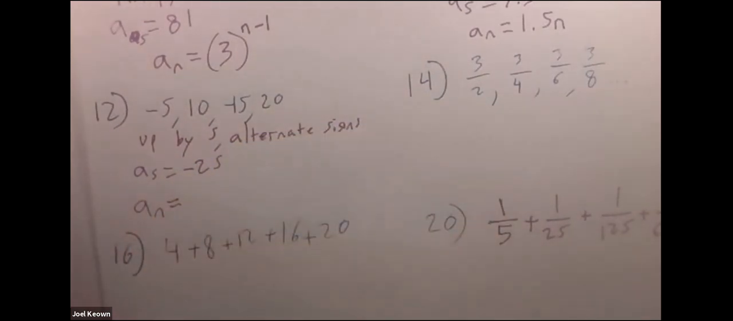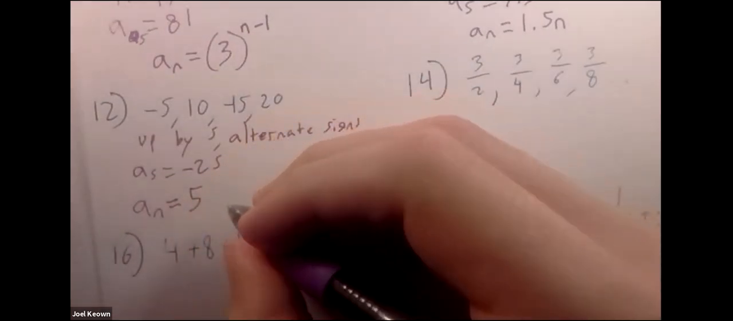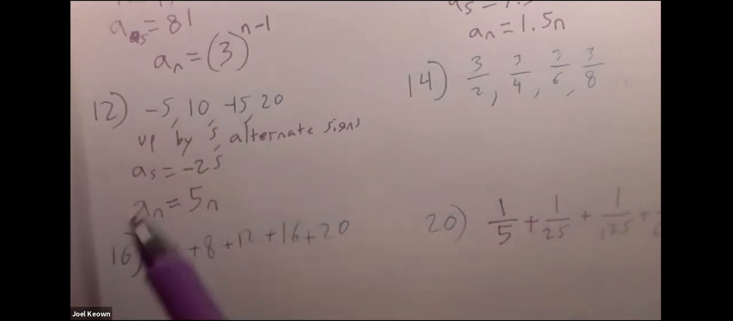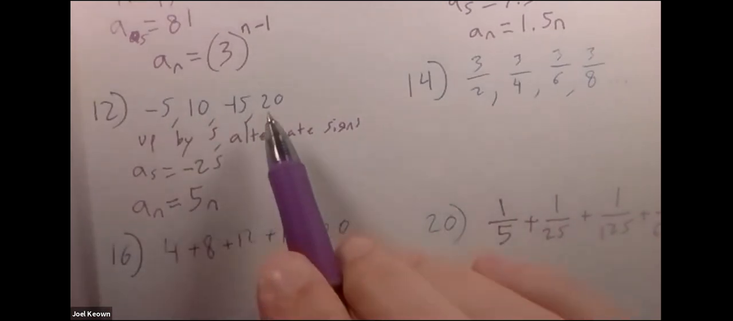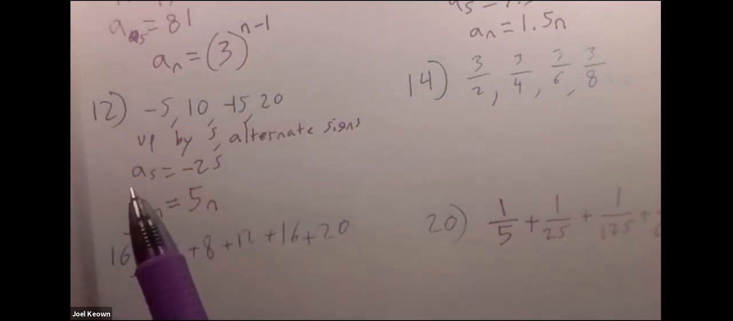All right. Well, again, the numbers are going up by 5. So that's linear in that it's just going to be 5n. Well, let's see. If I plug 1 in for n, I get 5. 2 in, I get 10. 3 in, I get 15. 4 in, I get 20. 5 in, I get 25. So that works to give me just the number.